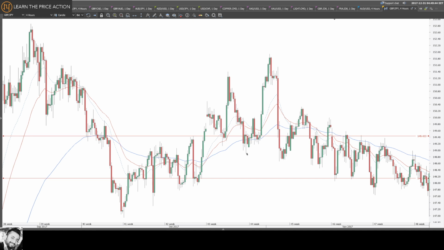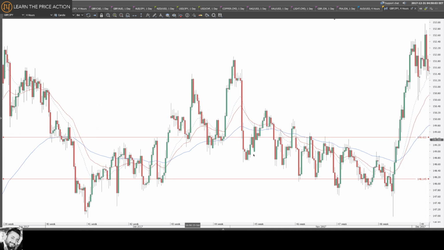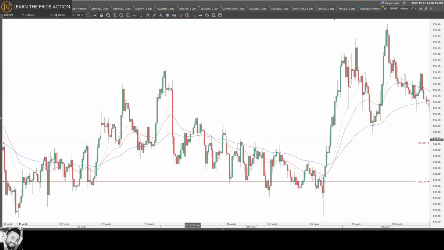But notice this one, how it punches through, and how this one punches through the 34 EMA, and how this one punches through the 89 EMA. So these were very good pin bars, and you could have taken this. And notice those long tails on the bottom as well. So let's move on and see some more trades we could have taken here.